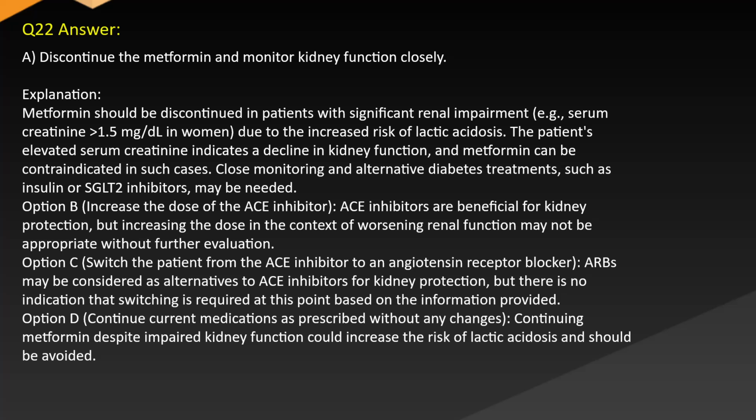Option B. Increase the dose of the ACE inhibitor. ACE inhibitors are beneficial for kidney protection, but increasing the dose in the context of worsening renal function may not be appropriate without further evaluation. Option C. Switch the patient from the ACE inhibitor to an angiotensin receptor blocker. ARBs may be considered as alternatives to ACE inhibitors for kidney protection, but there is no indication that switching is required at this point based on the information provided. Option D. Continue current medications as prescribed without any changes. Continuing metformin despite impaired kidney function could increase the risk of lactic acidosis and should be avoided.